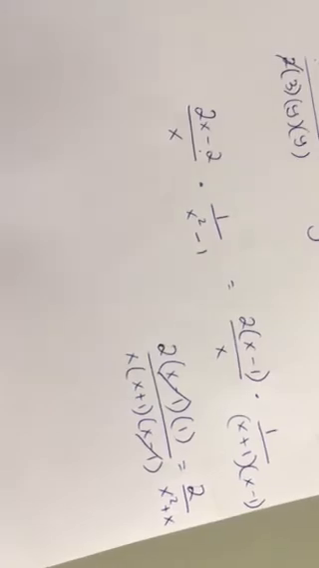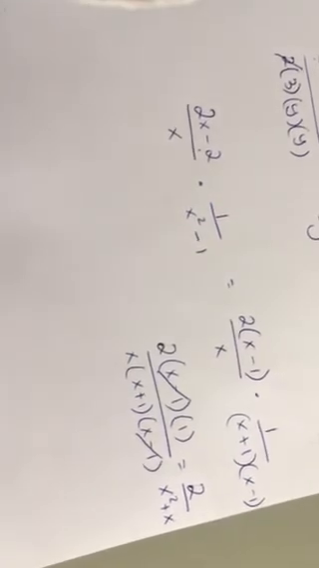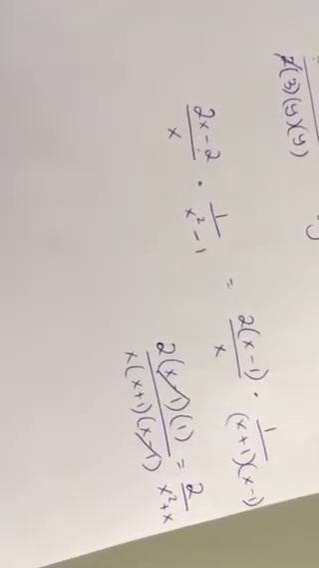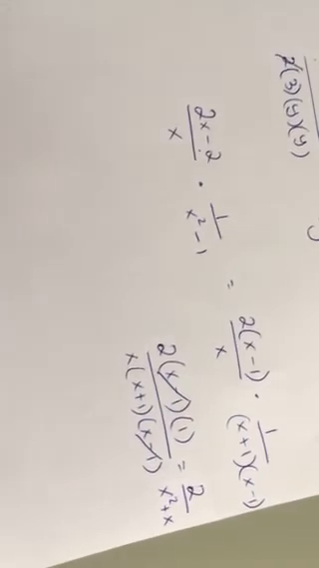So you can just multiply top by top, bottom by bottom, and then simplify. Or perhaps it would actually be easier to look and see, can you maybe factorize first, simplify it first and then multiply it out.